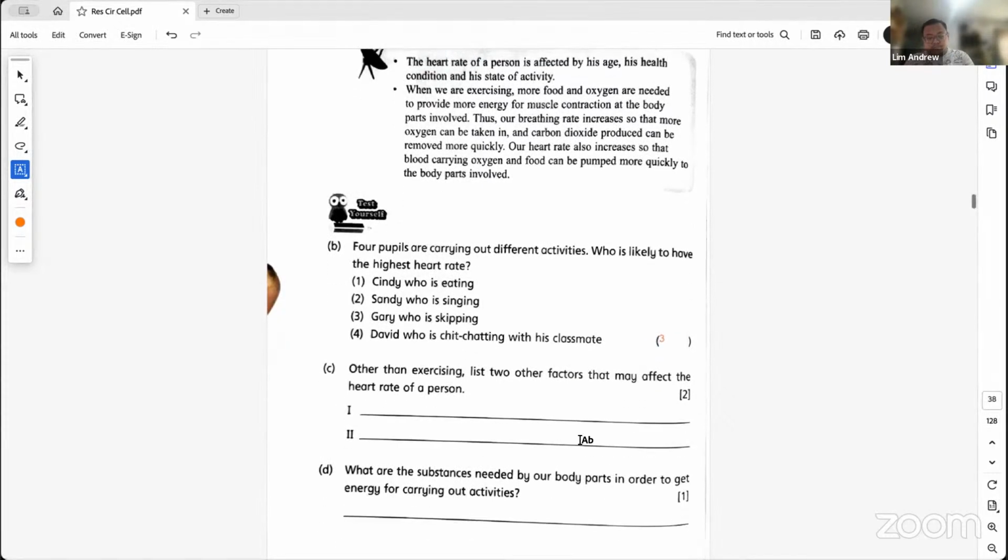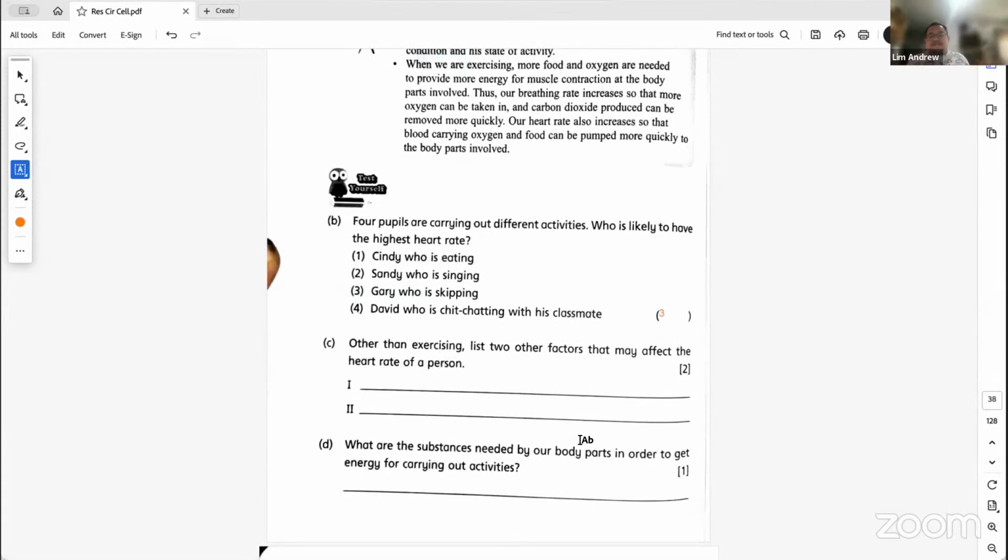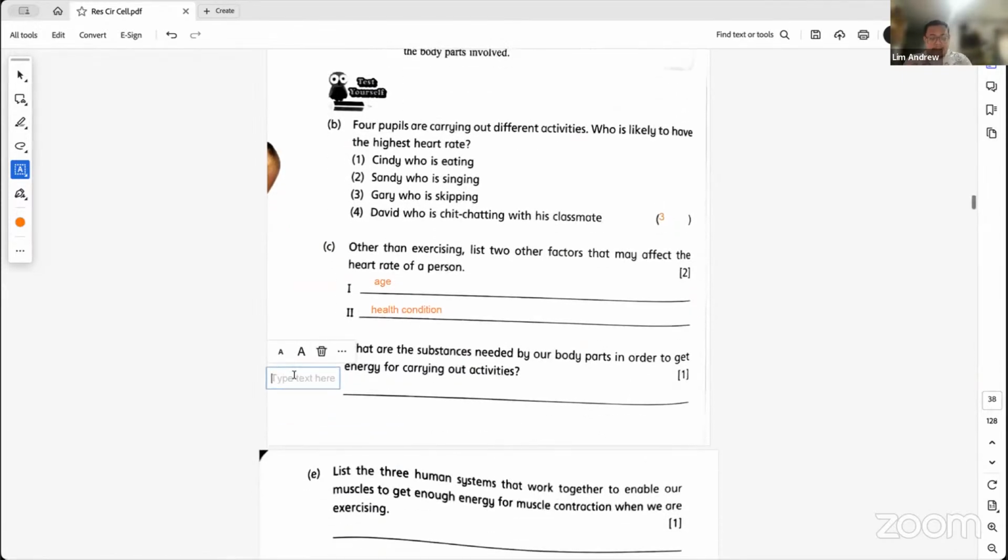All right. Other than exercise, list 2 other factors that may affect the heart rate. As mentioned in the earlier part of the lesson, one of the important things that will affect it is the age and health. I think I spelled wrong again. H-E-A-L-T-H. Condition. So age and health conditions are the other 2 factors that affect the heart rate of a person.